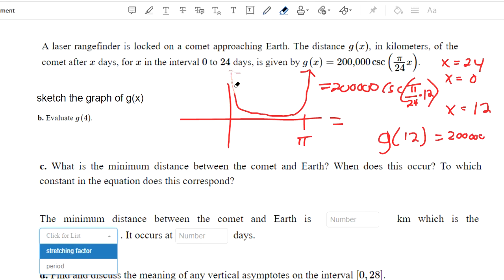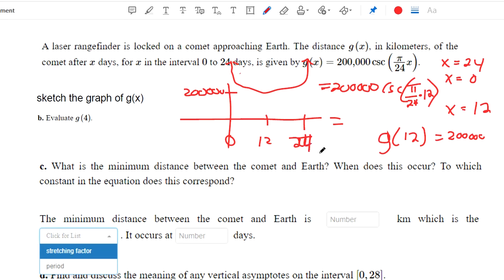So our graph should have a really high value on the y-axis. At x equals 12, we reach the bottom. That's halfway in between. At x equals 0 and x equals 24, we're hitting vertical asymptotes. At x equals 12, we've hit our limit. And at x equals 24, we go off to positive infinity.